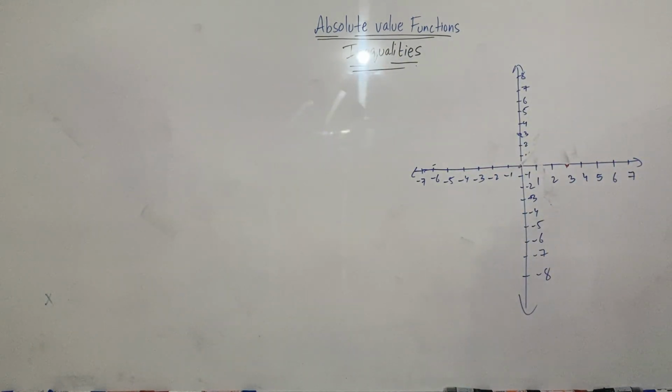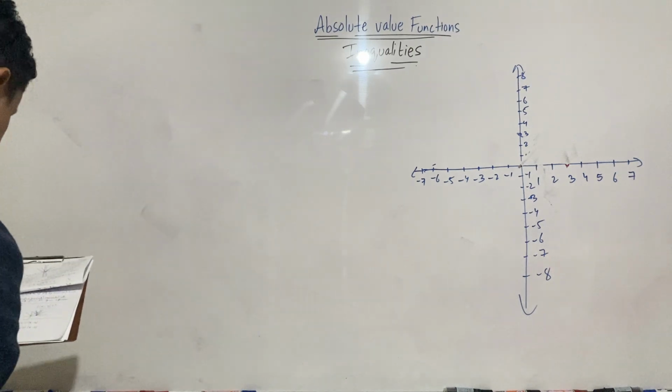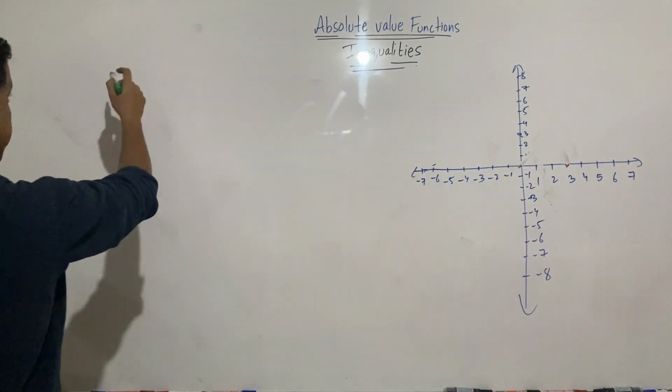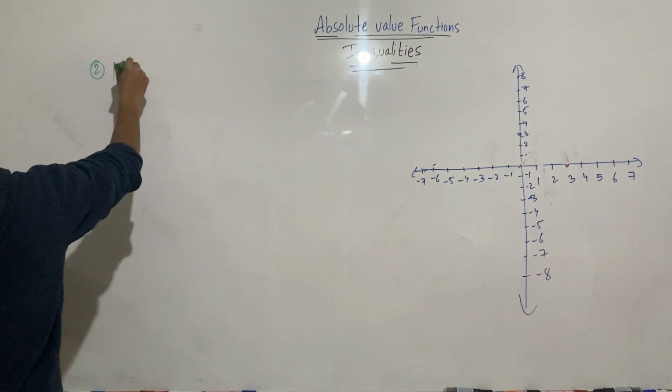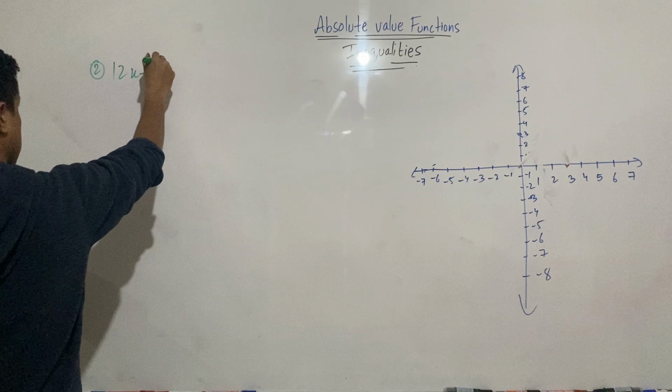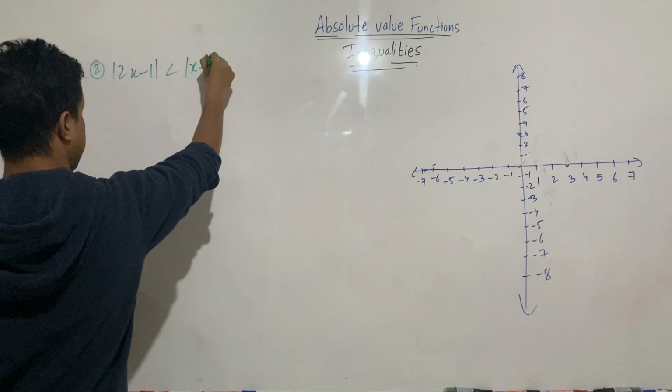Next question is, this question has come in the A-level examination, 2010. Second question is: absolute value function 2x minus 1 less than absolute value function x minus 2.